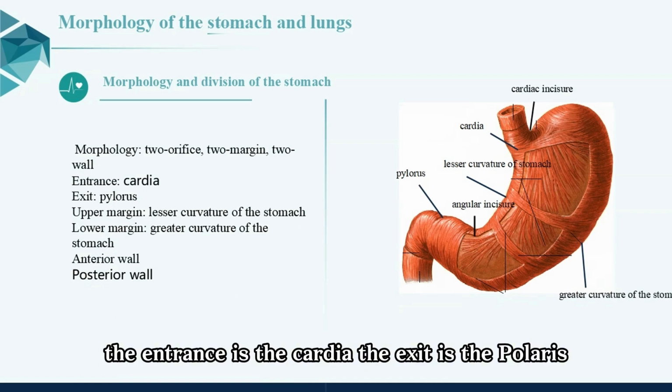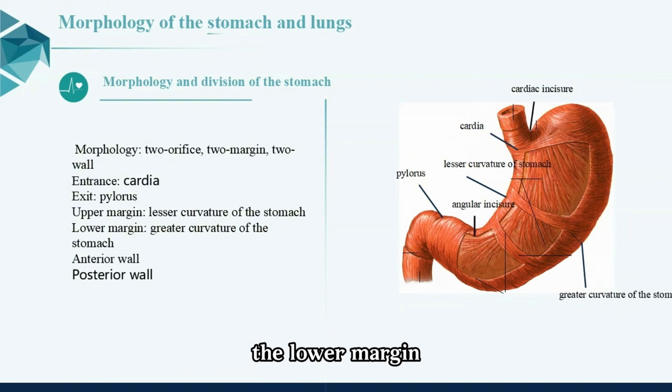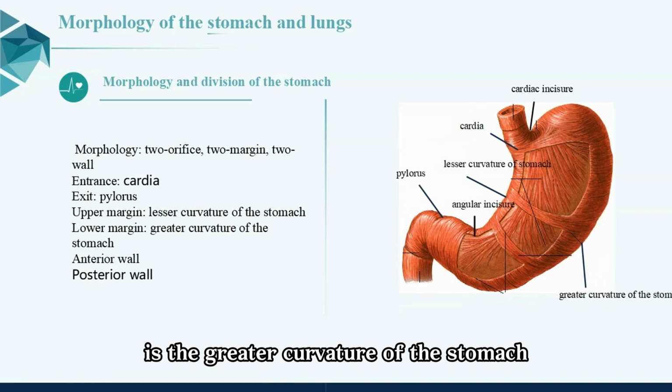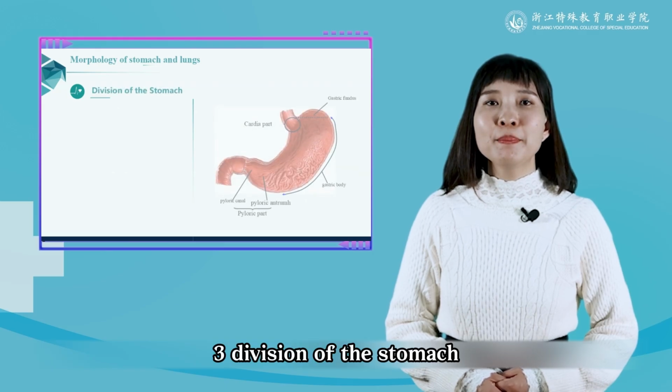The stomach has a two-orifice, two-margin, two-wall morphology. The entrance is the cardia, the exit is the pylorus, the upper margin is the lesser curvature of the stomach, the lower margin is the greater curvature of the stomach, and it has an anterior wall and a posterior wall.